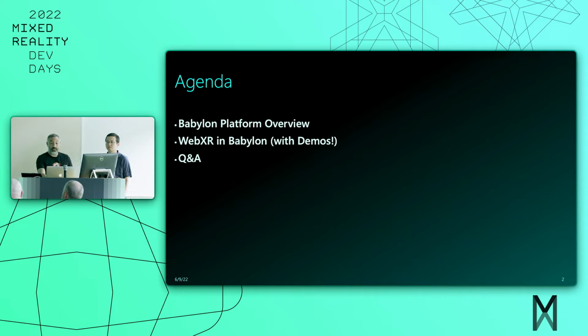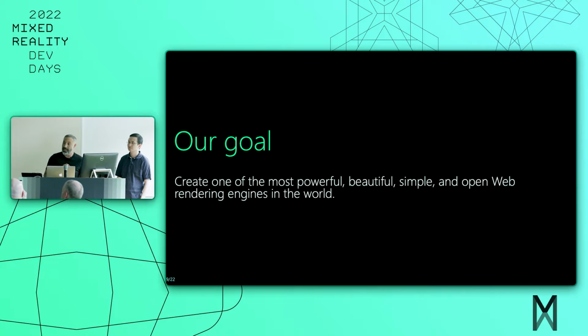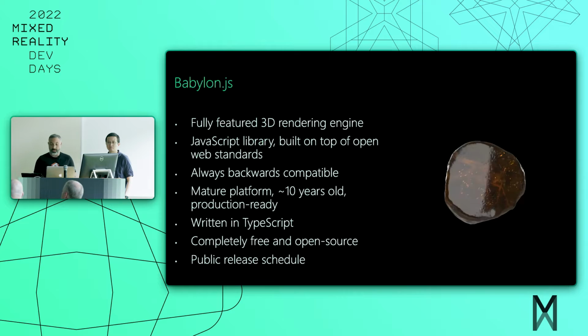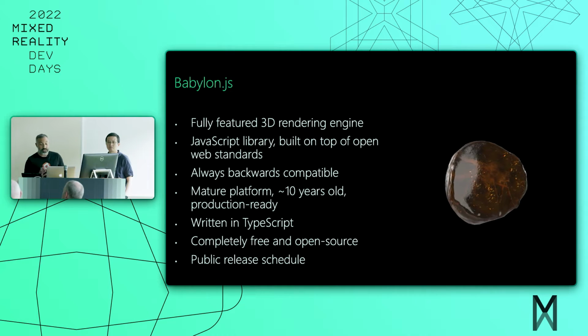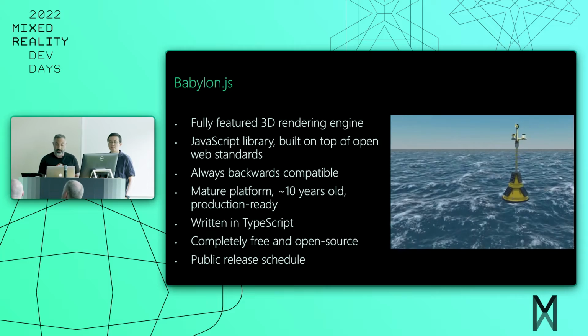So a bit about Babylon.js. Our goal in Babylon.js is to create one of the most powerful, beautiful, simple, and open web rendering engines. Babylon is a fully featured 3D rendering engine. We provide everything a developer needs to create a 3D experience on the web, from model loading, input handling, physics engine, a particle system, different materials and textures. Everything is integrated in the core library.